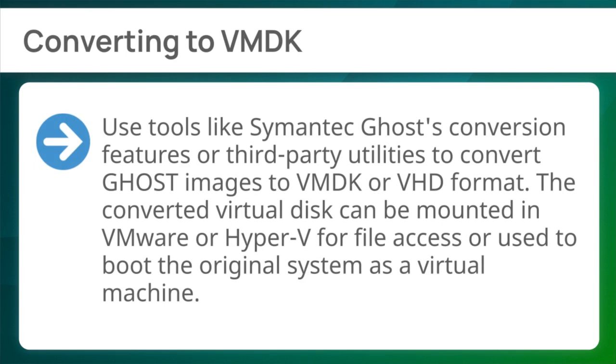Use tools like Symantec Ghost's conversion features or third-party utilities to convert Ghost images to VMDK or VHD format. The converted virtual disk can be mounted in VMware or Hyper-V for file access, or used to boot the original system as a virtual machine.